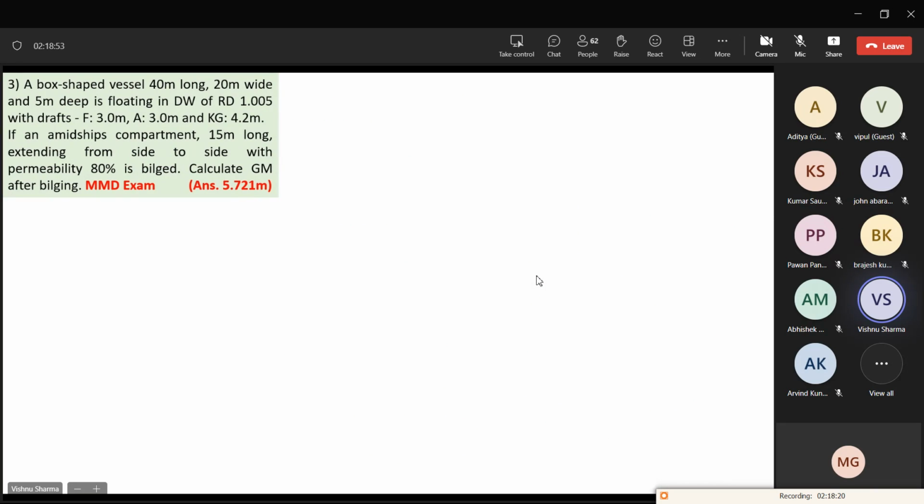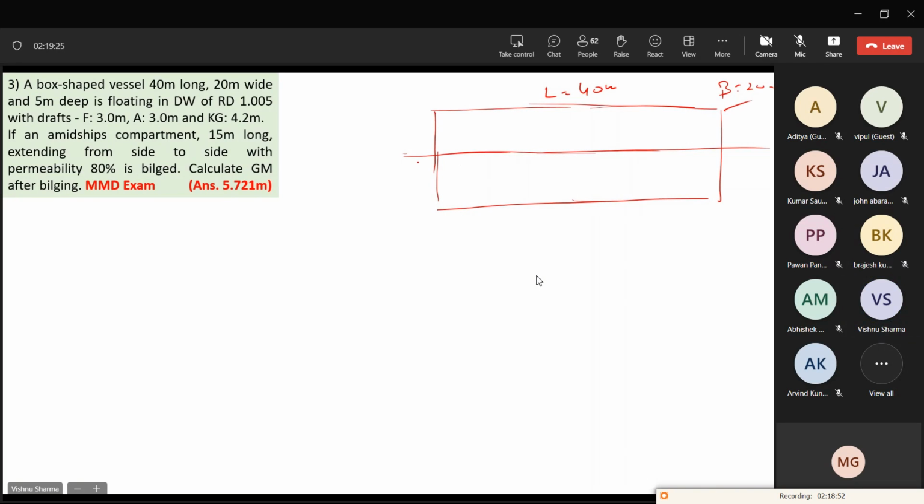Okay. A box-shaped vessel, 40 meter long, 20 meter wide, 5 meter deep, is floating in dock water of RD 1.005 with drafts 3 meters, KG 4.2. So let me make the vessel here. Length 40 meters, breadth 20 meters, draft 3 meters, 5 meter deep. Okay. WL, draft 3 meters.